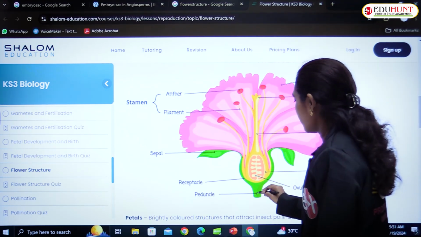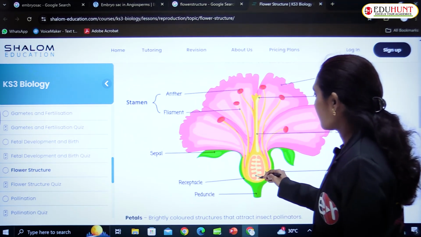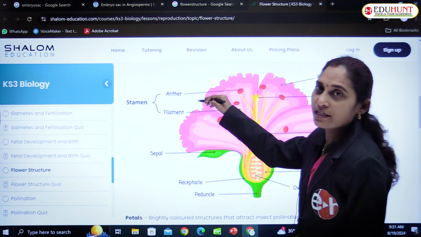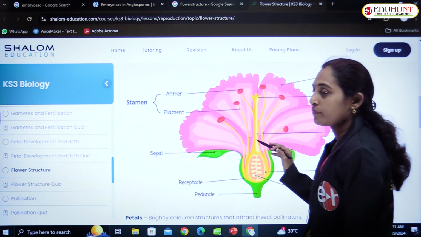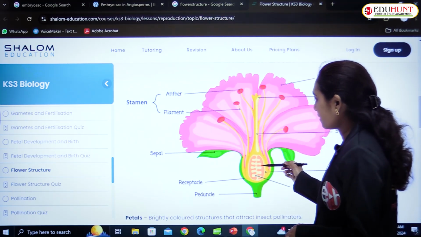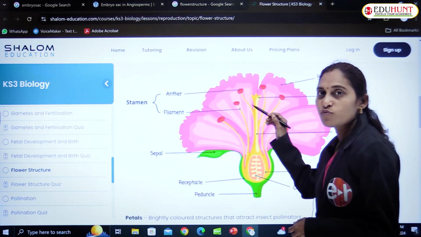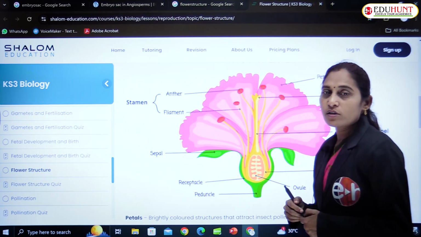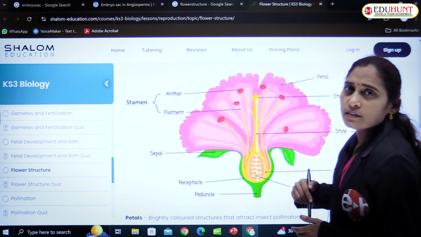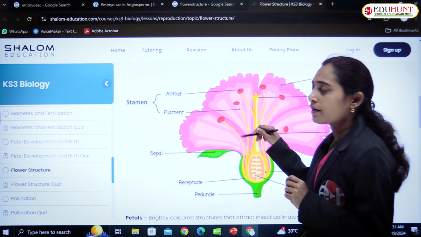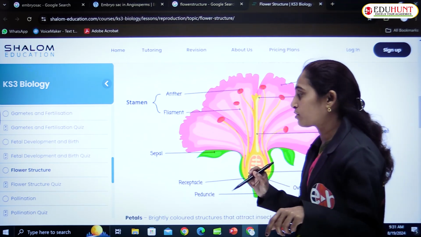It contains the peduncle or the pedicel, that is the stalk of the flower, and the receptacle is there. There are sepals, colored petals, and a middle part called the gynoecium. Gynoecium has three parts: the basal swollen part called the ovary, the middle narrow tube-like structure called the style, and the apical structure called the stigma. And these yellow strands with red tips are stamens, male reproductive structures. But we are talking about asexual reproduction.